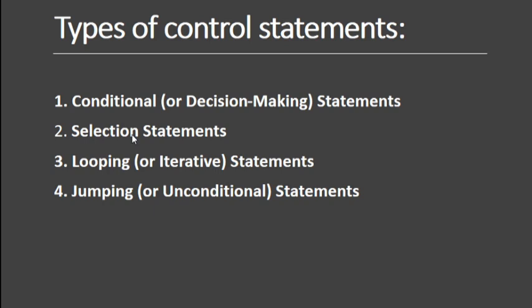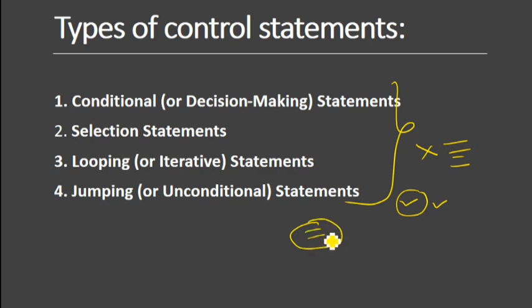There are four types of control statements: conditional or decision making statements, selection statements, looping or iterative statements, and jumping or unconditional statements. By using these four types of control statements, I can skip instructions based on a condition, execute whatever instructions I need, and skip the ones I do not want to execute. I can also use the same code anywhere else in the program without rewriting. That is possible with these four types of control statements.